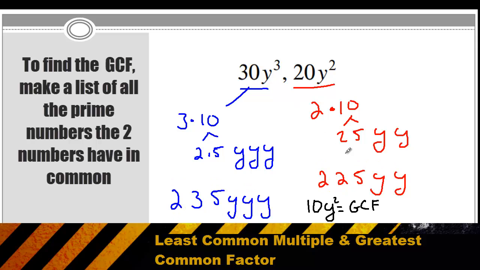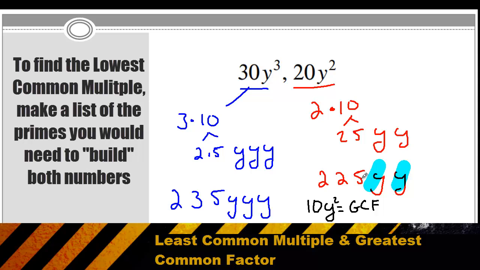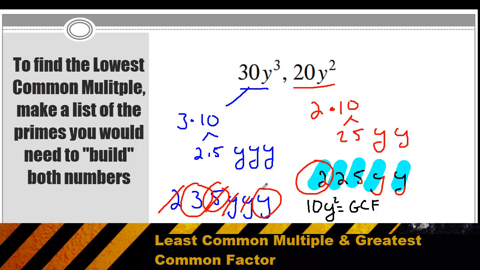To find my least common multiple, I'm simply going to count the number of individual prime numbers and prime variables that I would need to build both numbers. So to build 20y squared, I would need a y and a y and a 5 and a 2 and a 2. To build 30y cubed, I'll need a 2, but I already have one from my 20y squared, so I don't need an extra one. I will need a 3. I already have a 5, and I already have 2 y's. So really all I need as my extra parts to build 30y cubed is my 3 and my y.